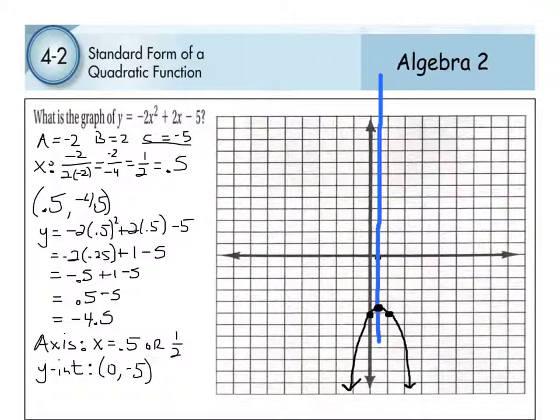Okay, so in conclusion of this graphing, you have to find the x value of the vertex, which is the opposite of b over 2a. Plug that into the equation. That gives you the y value of the vertex. Then you plot the vertex. Then you find the y-intercept, which is always 0 and c. You plot that, reflect it, and then you can draw your parabola. Okay, so this concludes section 4.2, part 2, which is the graphing of quadratics in standard form.